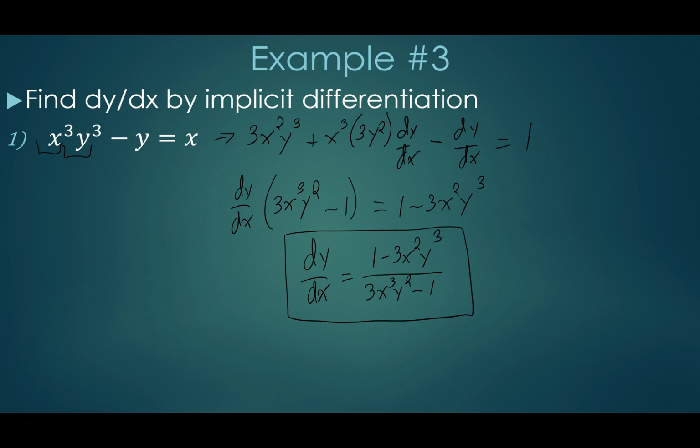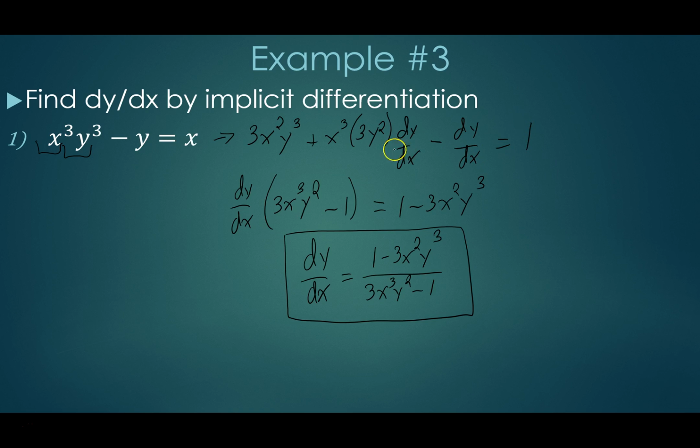Okay, here's how the derivative is going to work. Again, the derivative is product rule, so the derivative of x cubed is 3x squared times the second function y cubed, plus our first function x cubed times the derivative of the second. The derivative of y cubed is 3y squared dy/dx. The derivative of y is just simply dy/dx. The derivative of x is just simply 1.